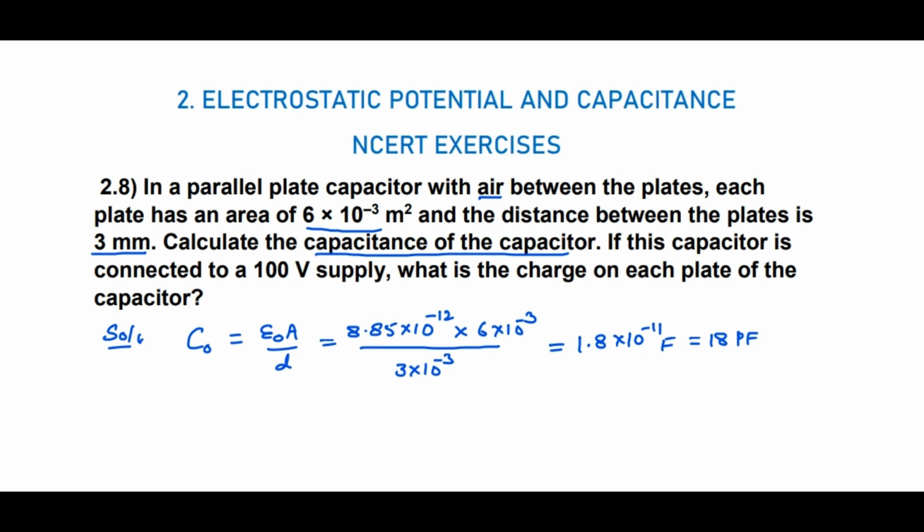If this capacitor is connected to 100 volt supply, what is the charge on each plate? So, the charge Q is equal to C into V. Here C0 into V. C0 is 1.8 into 10 power minus 11 and V is 100. So, this value will be 1.8 into 10 power minus 9 coulomb.